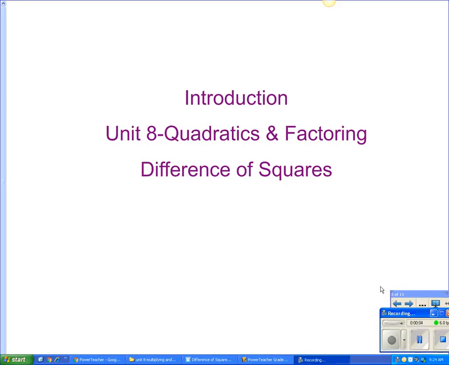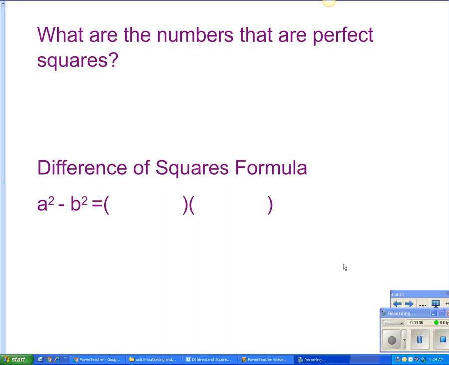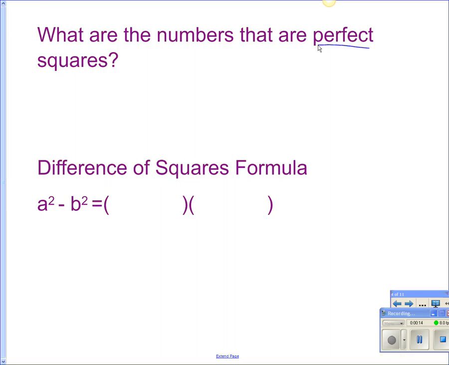Okay, so today we're going to do difference of squares. So I'm starting out, what are numbers that are perfect squares? So you'll need to write these numbers at the top of your paper. So perfect squares are a number times itself. Let's start at the beginning. What's 1 times 1? 1. So write that at the top of your paper. So 1 is the first. It's called a perfect square.